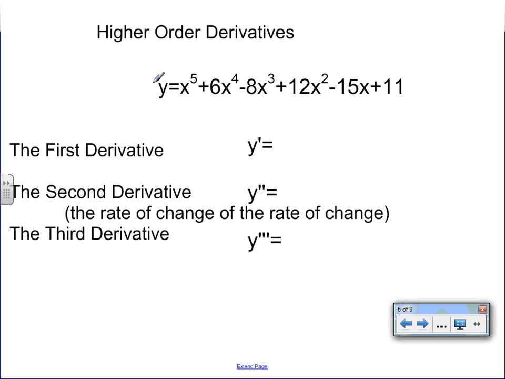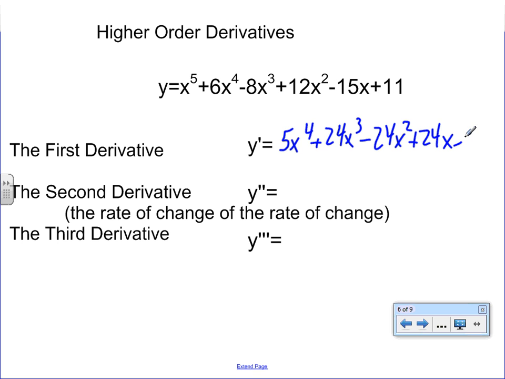Higher order derivatives. So we've got this big giant problem right here. We want to know the first derivative. We know our rules, so we can just happily write some stuff down and be on our way. Okay, that's the first derivative. Then there's the second derivative. The second derivative is the derivative of the first derivative, and it's the rate of change of the rate of change. So we just take another derivative. 20x cubed plus 72x squared minus 48x plus 24. Remember, the derivative of the constant is 0, so that goes away.